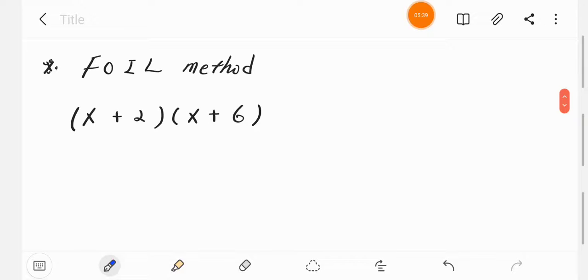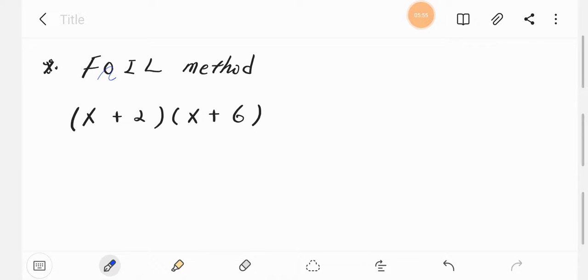Okay, this time let's multiply two binomials. Binomials means there are two terms. So the first factor has two terms. The second factor has two terms. And then in this case, we will use the FOIL method.